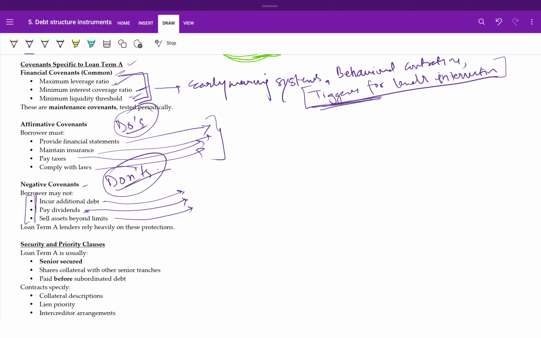Loan term A lenders rely heavily on these restrictions because control is as important as collateral. Collateral is important, but control is also important.